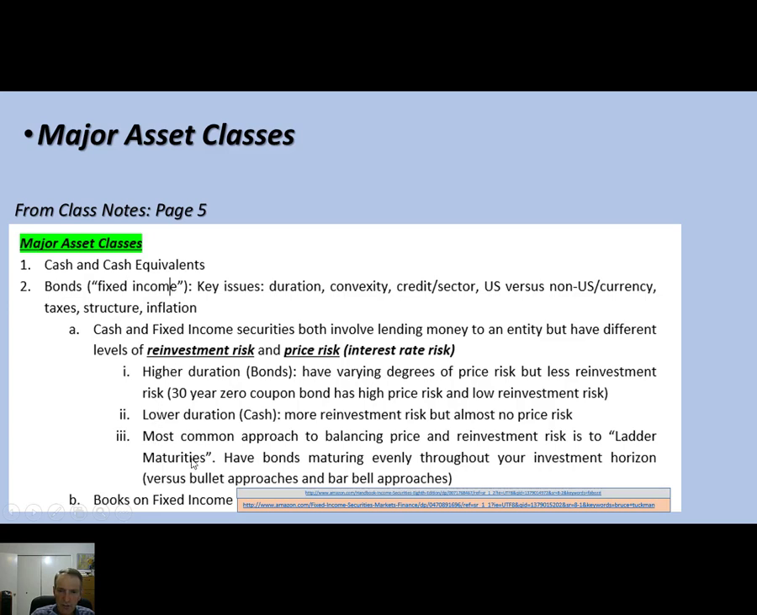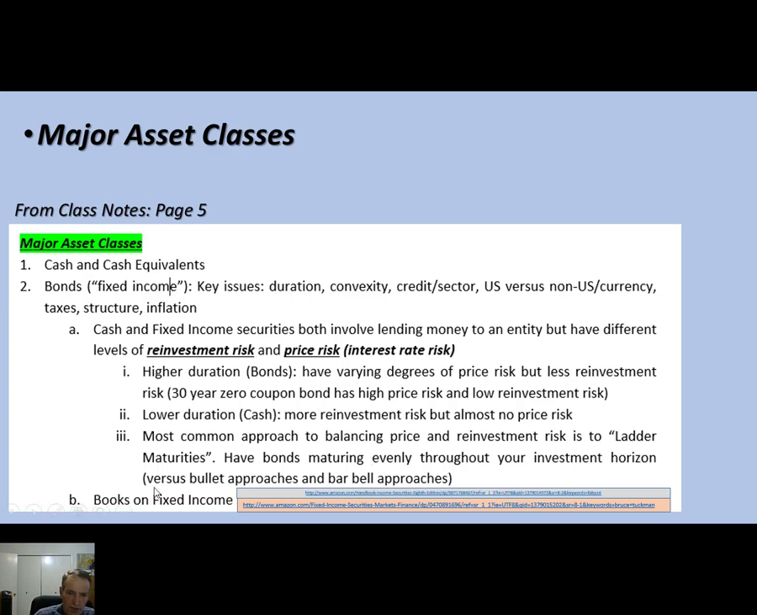All right, so the most common approach to balance these 2 risks, which go in opposite directions, is something called laddering. You can actually look up laddering certificates of deposit. What you want to do is make sure you have something maturing evenly throughout your investment horizon. So if interest rates fall, you have some bonds that still haven't matured and have the higher interest rate. That protects you from reinvestment risk. But if interest rates rise, you have some bonds maturing, and you can reinvest at the higher interest rate, and you can reduce some of your price risk.